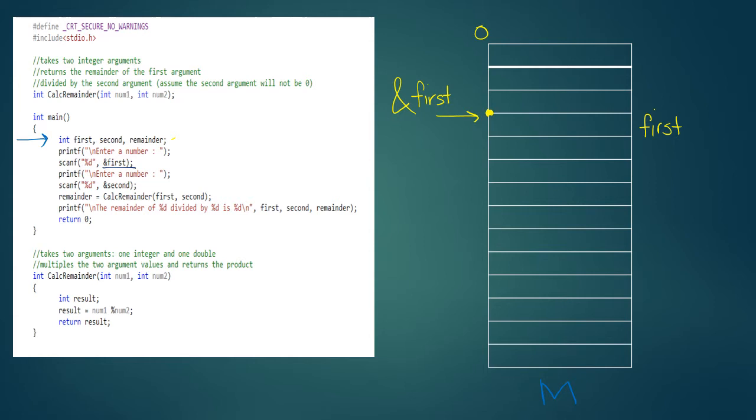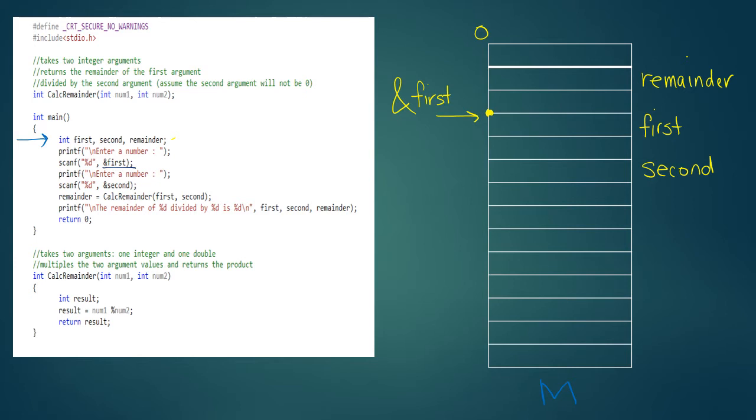Then we're going to find memory for our second variable, which is called second. Then we're going to allocate memory for the third variable, called remainder. I wanted to point out that depending on a lot of factors, it's not guaranteed that your variables are going to be in memory in order. So I purposely put them out of order.